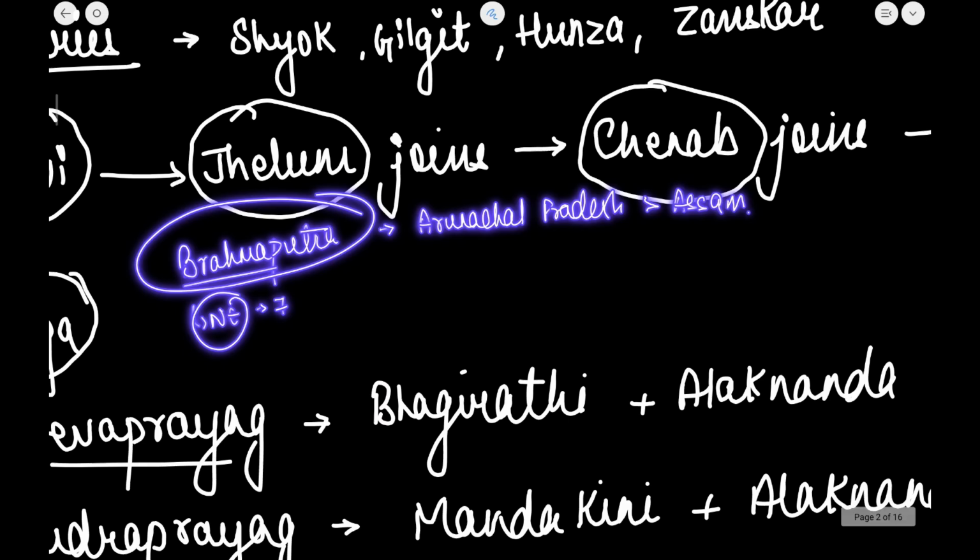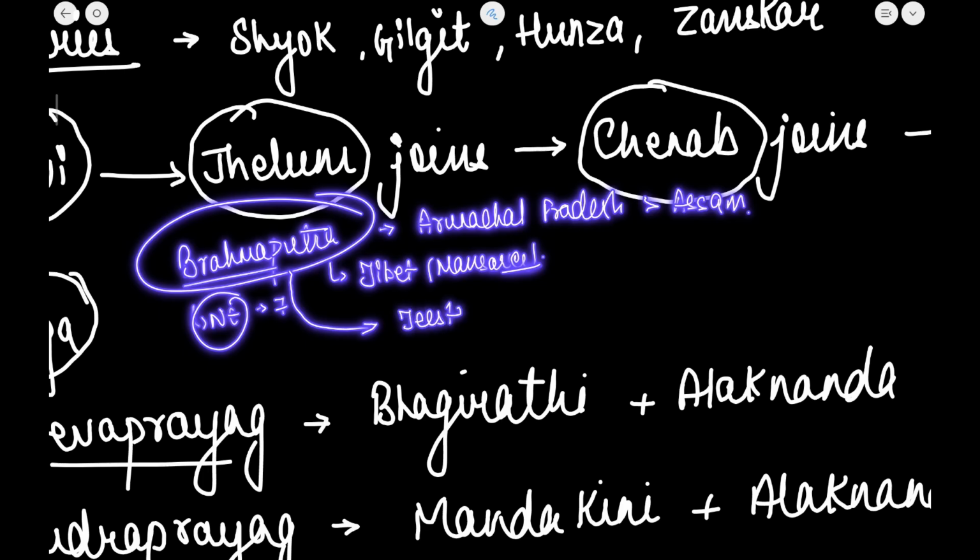Now this Brahmaputra also rises from Tibet, Mansarovar. This is another important point you need to know. If I talk about the tributaries of river Brahmaputra, then it is Teesta. Now this Teesta river is in Sikkim, and ultimately this river Teesta merges into Brahmaputra.